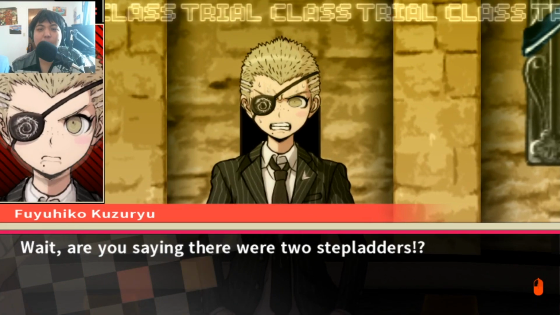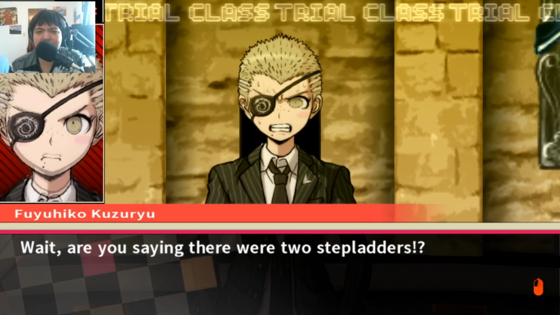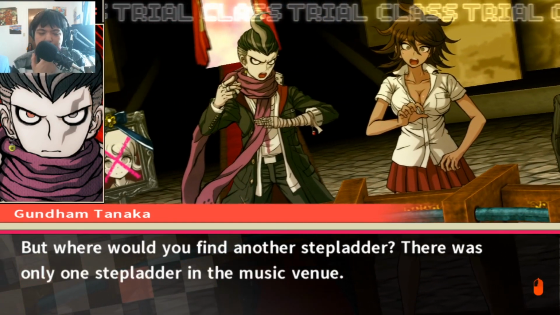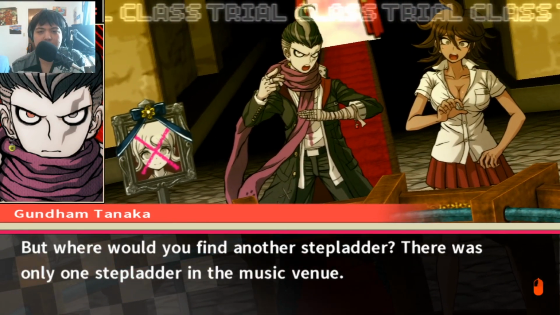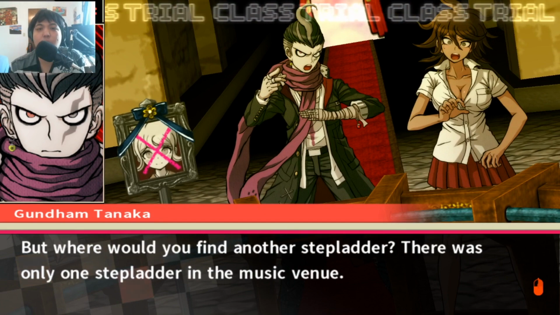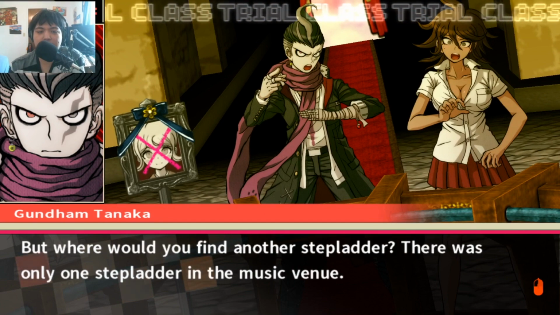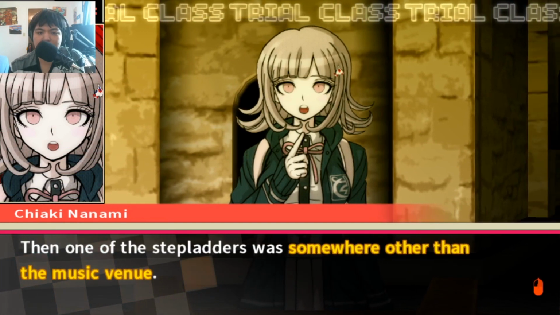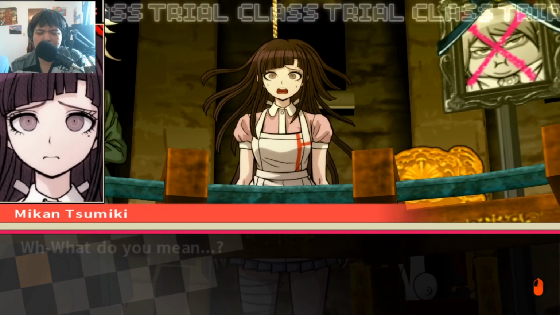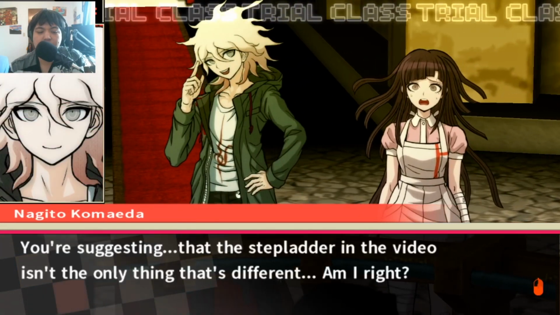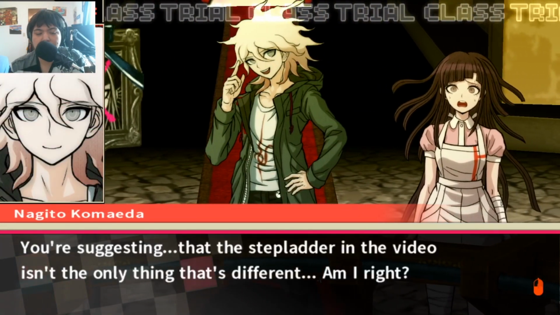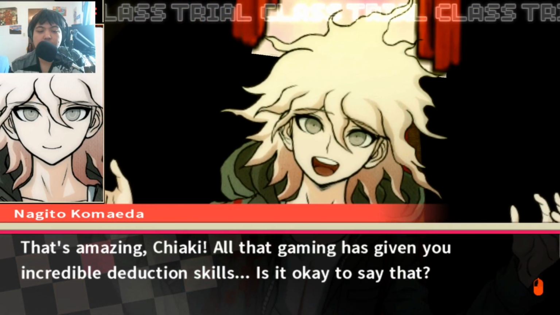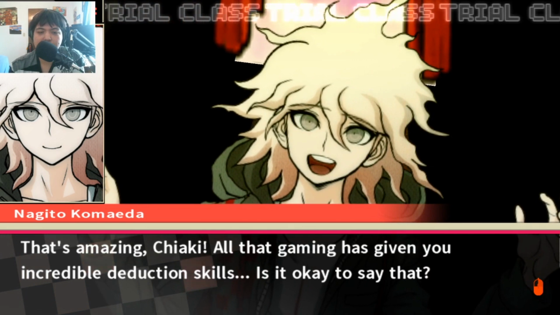If that might be the case, where's the other stepladder then? But where would you find another stepladder? There was only one stepladder in the music video. Yeah, that might be the case, or the killer must have gotten rid of the other stepladder. Then one of the stepladders was somewhere other than the music venue. Oh? What do you mean? You're suggesting that the stepladder in the video isn't the only thing that's different. Am I right? That's amazing, Chiaki! All that gaming has given you incredible deduction skills.